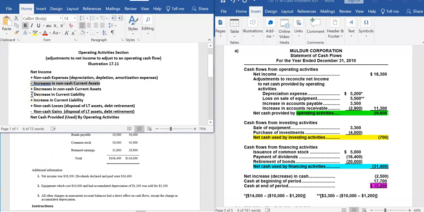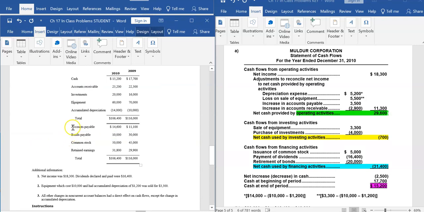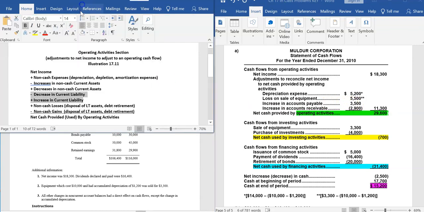The next thing I need to look for are decreases and increases in current liabilities. Going to my balance sheet, I have one current liability here. That current liability increased from $11,100 up to $14,600, an increase of $3,500. My cheat sheet tells me if I have an increase in a current liability, I need to add that back to net income. So here is my increase to net income for $3,500.